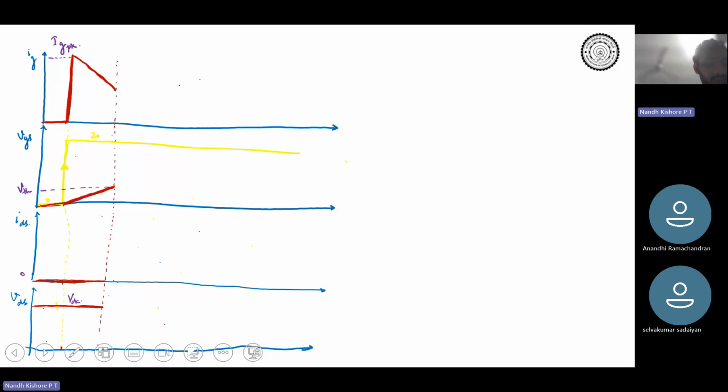So let me call this one I1. During the turn on delay time, as your gate source voltage increases from VEE towards V threshold, your gate current comes down from IG peak to a value I1. We don't know what the value of I1 is, or we can write it as well.